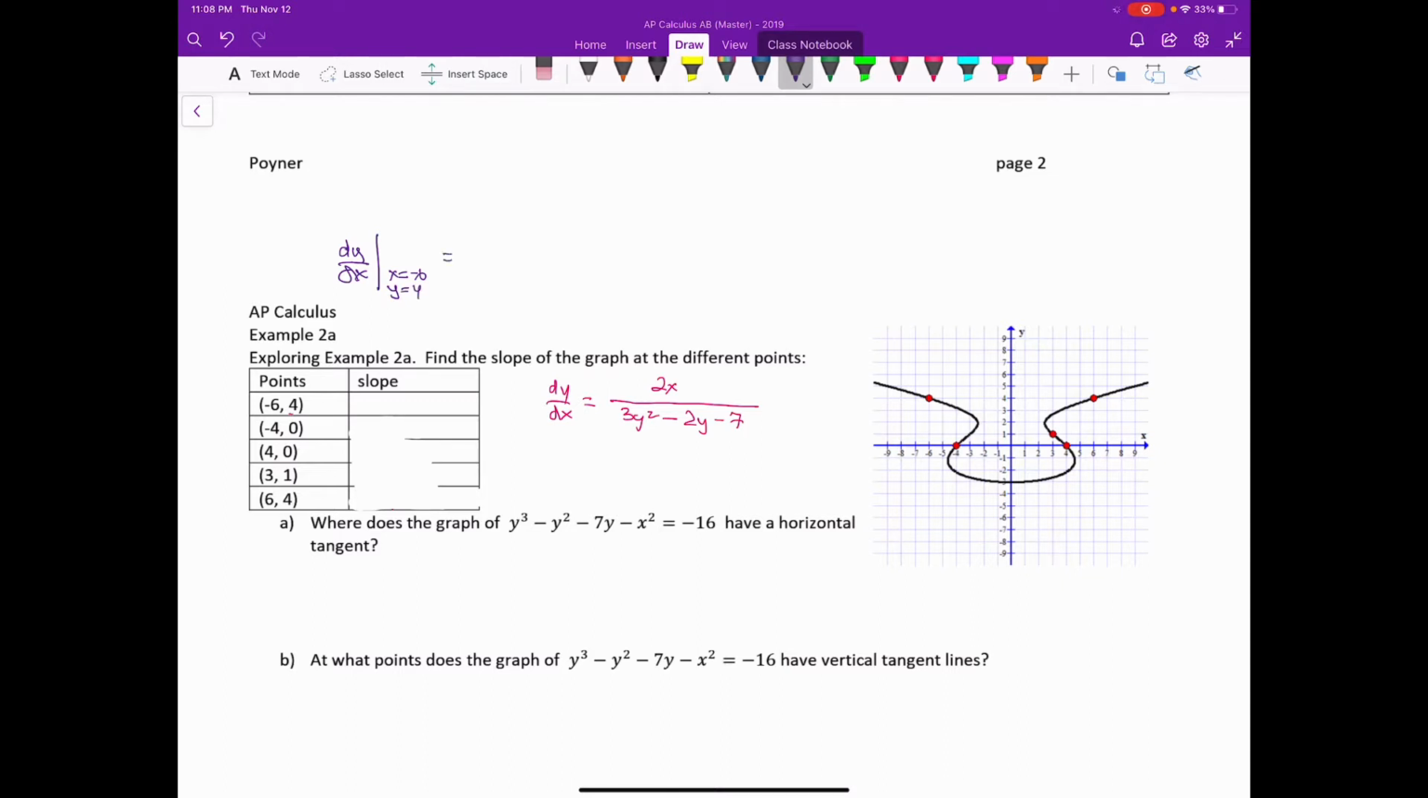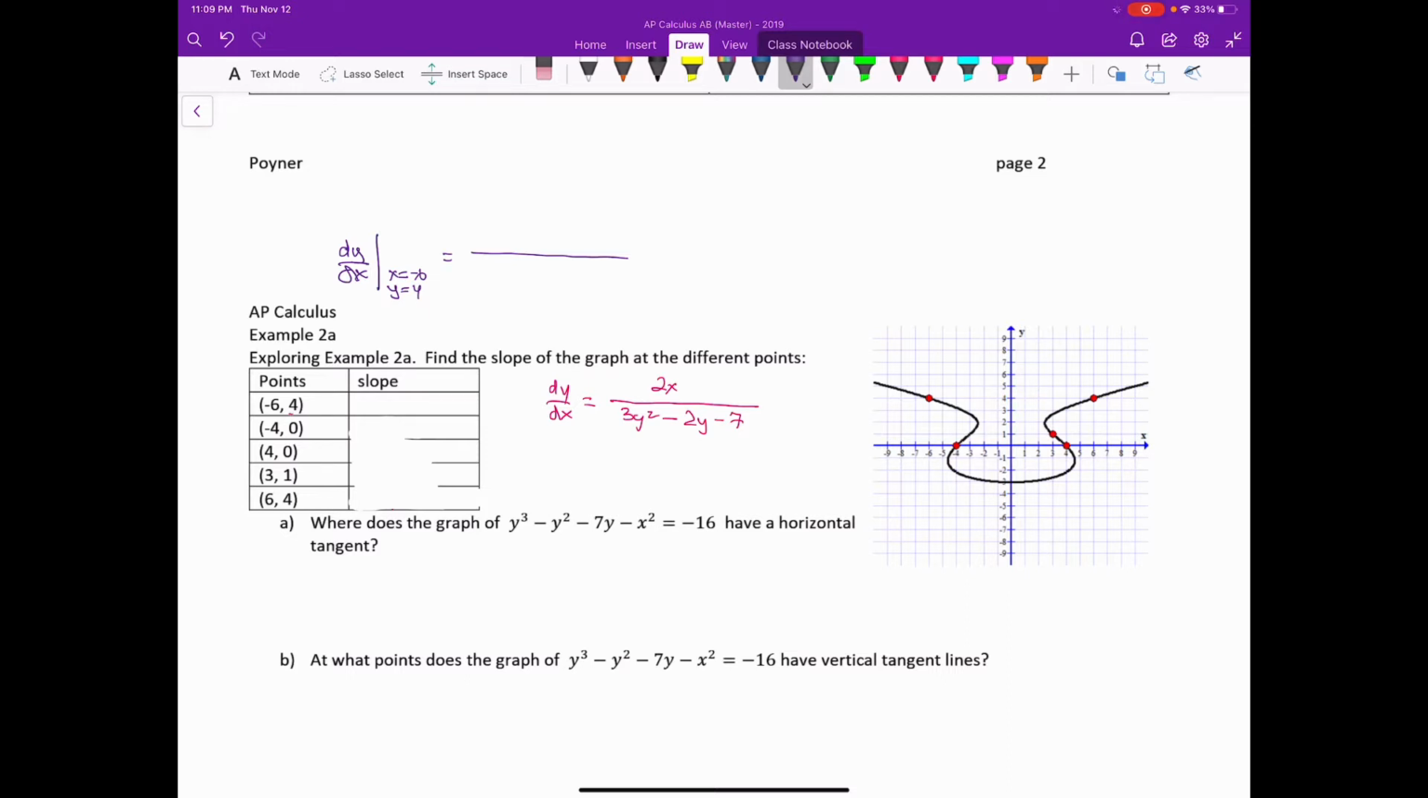Or some people like writing it as (-6, 4), as an ordered pair, whichever. It's just a preference or a stylistic thing. But we're going to substitute those values into the formula we found for the derivative.